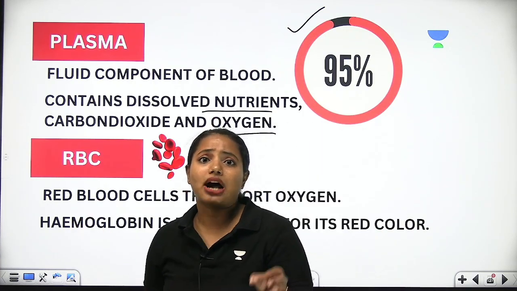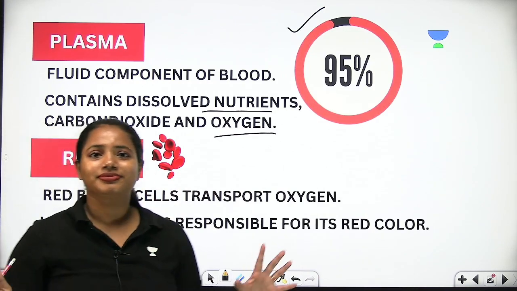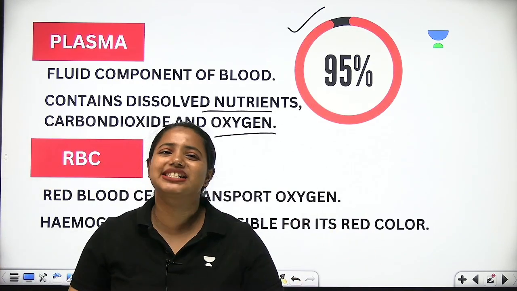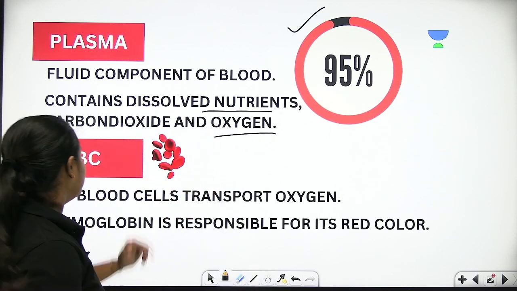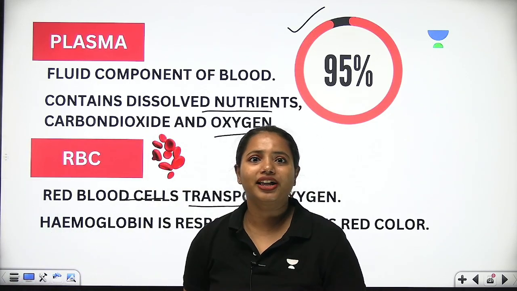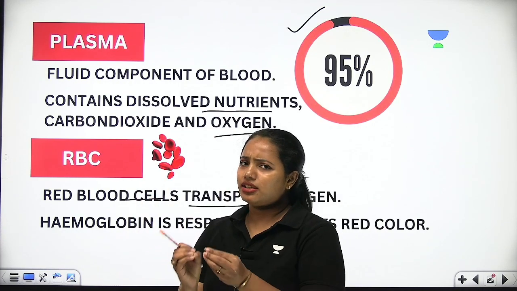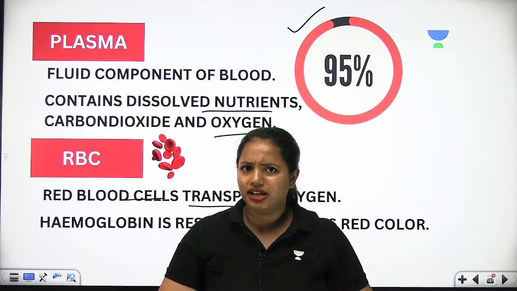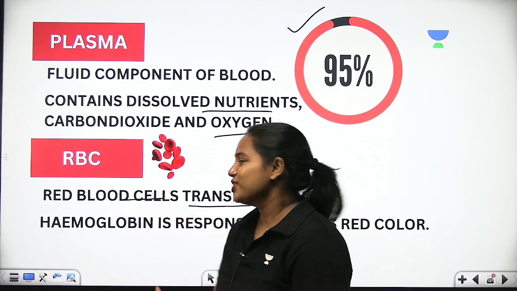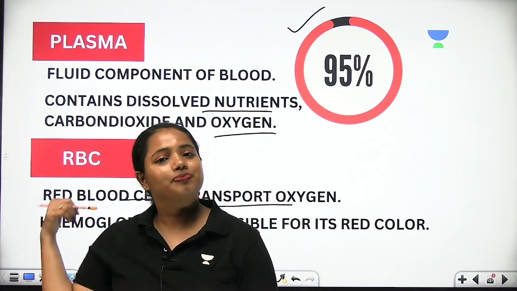Now we are moving towards RBC. What is RBC? Red blood corpuscles, or you can say red blood cells. Red blood cells can transport oxygen. That's a very important thing, right? Yes. We know that the reason behind the color of red blood is hemoglobin. Hemoglobin is responsible for its red color. So that's all about RBC.